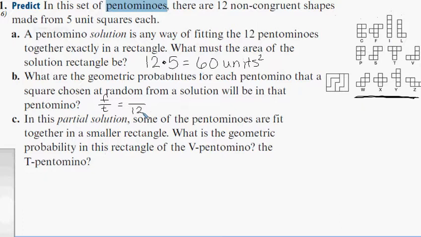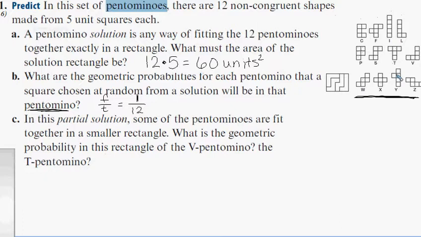says, what are the geometric probabilities for each pentamino that a square chosen will be in that pentamino? So we're not talking about individual squares necessarily, we're talking about the probability of ending up in any given pentamino, ending up in the W pentamino or the T pentamino, etc. Okay, so what are the geometric probabilities that a square chosen at random, so we have one square chosen at random, well, that probability is going to be 1. So any one square, we'd have a 1/12 chance of ending up in the W pentamino or the Y pentamino, and so forth.